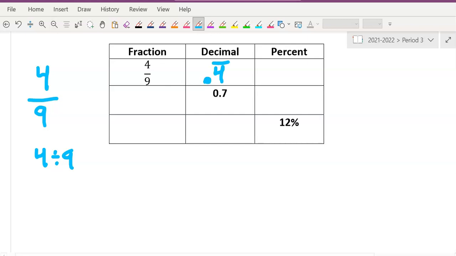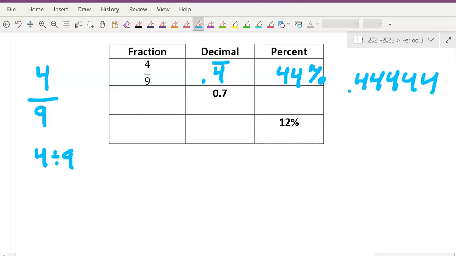And then percent? The percent is 44%, because we had to round to the nearest hundredths place. So we've got all these 4s. The hundredths place is the second decimal digit. So we look at the one after that, and we keep it at 44. Excellent. You got it. So 44%.